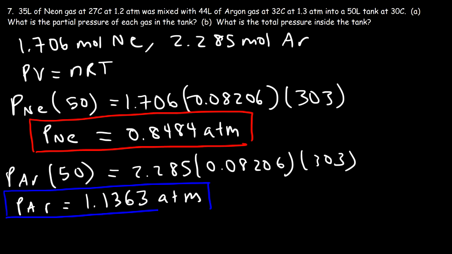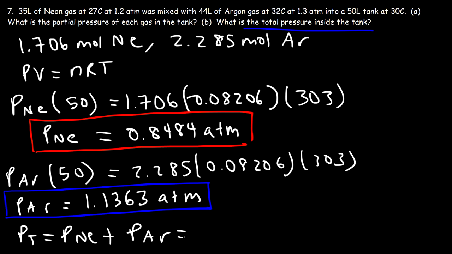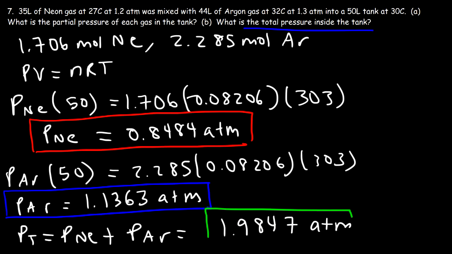So now that we have the partial pressure of each gas, we can now calculate the total pressure, which is the sum of these two partial pressures. So it's 1.1363 plus 0.8484. So the total pressure is 1.9847 atm. And so that's it for this problem.